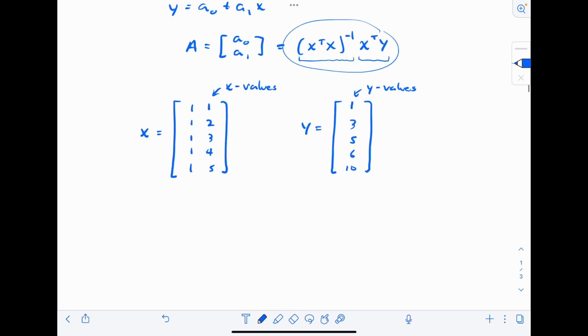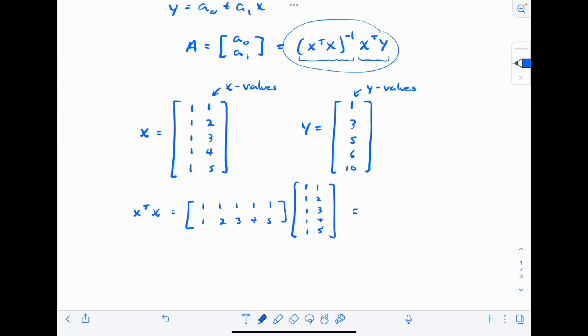So starting with the first part, we're going to find x transpose times x. So the transpose of x, remember, we just put it into rows: 1, 2, 3, 4, 5, and then 1, 2, 3, 4, 5. And then we're going to multiply that by the matrix X.